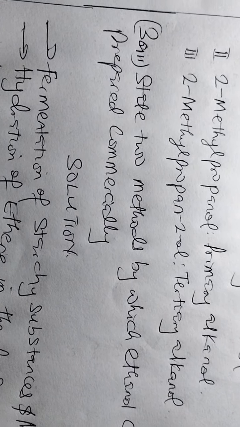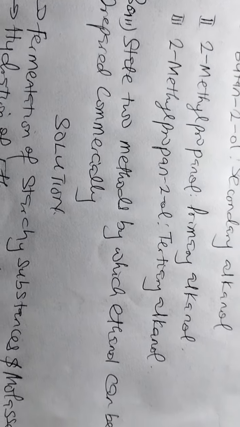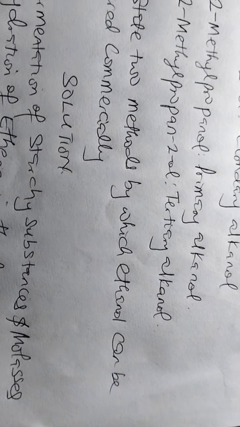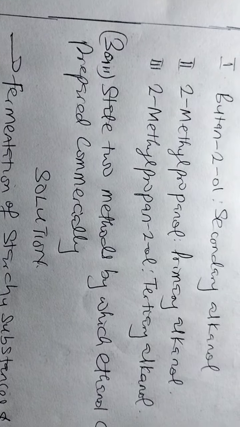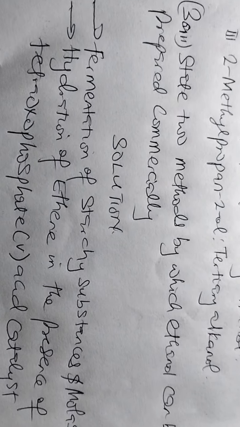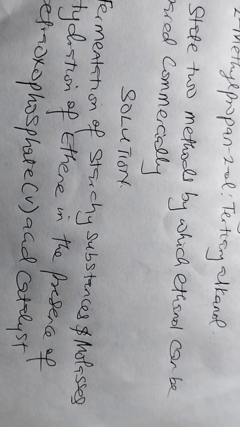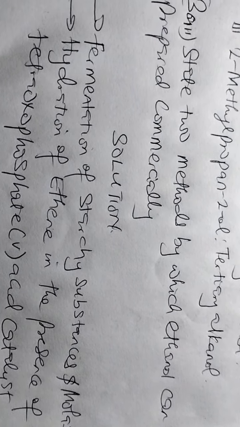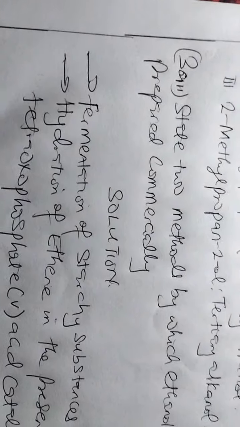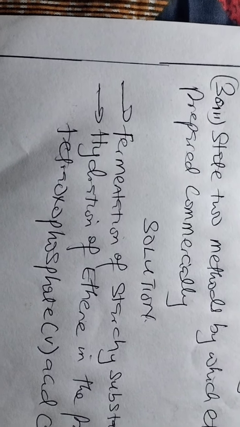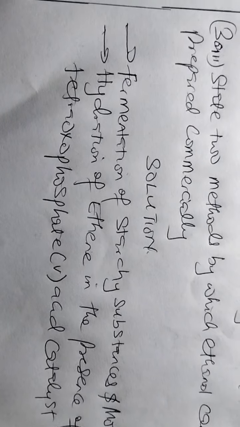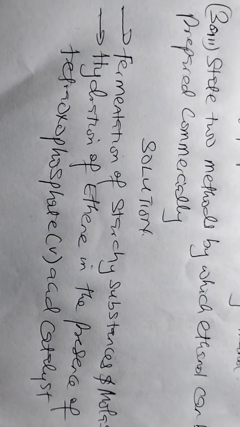Going to number 3A II says, state two methods by which ethanol can be prepared commercially. We'll go to the solution. The answer is one, fermentation of starchy substances or molasses. So fermentation is the key word. Either you ferment starchy substances or molasses. Molasses signifies sugar. Then you can also get ethanol commercially by hydration of ethene, not ethane, ethene, in the presence of tetraoxophosphate 5 acid catalyst.